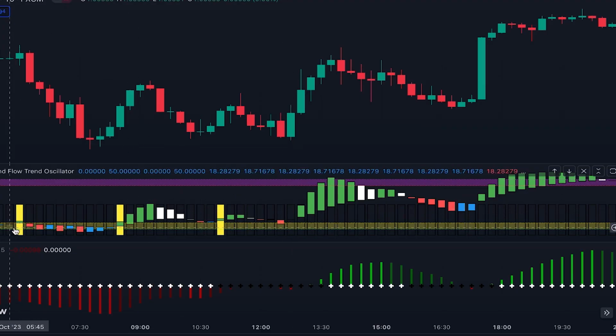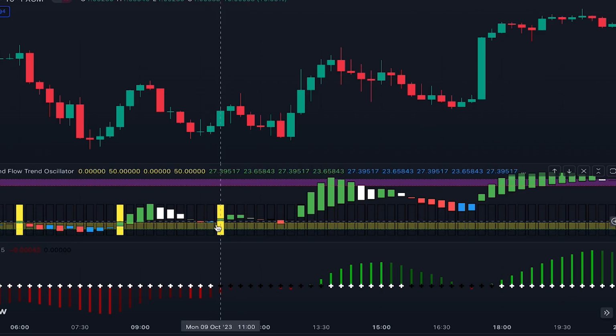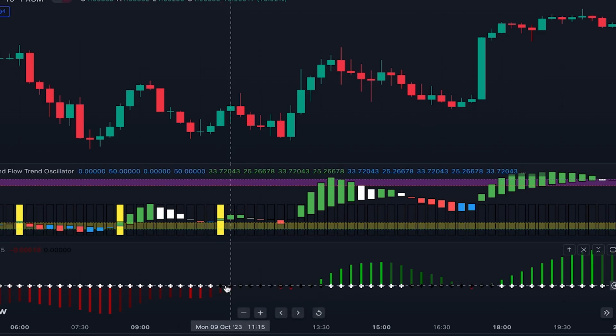When we have yellow candles like these, they show that probably the banker's fund is flowing in the market. In other words, the smart money is entering the market. But we focus on yellow candles that are forming in the low volatility condition, which is when we have black crosses like this.